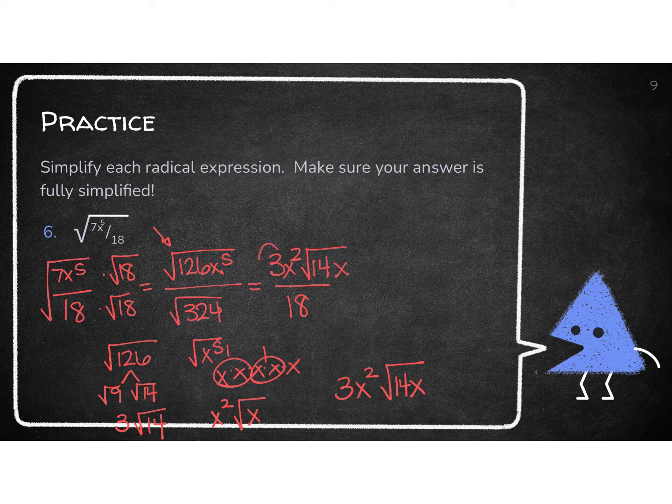And now we're going to simplify this fraction that's out front. We never touch anything underneath the radical. So I know that 3 goes into 18 6 times, so I can divide 3 by both of these. So I'm going to be left with 1x squared, square root of 14x, divided by 6.